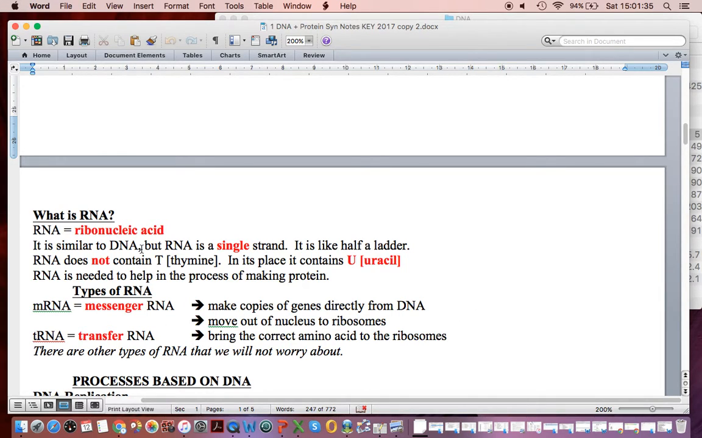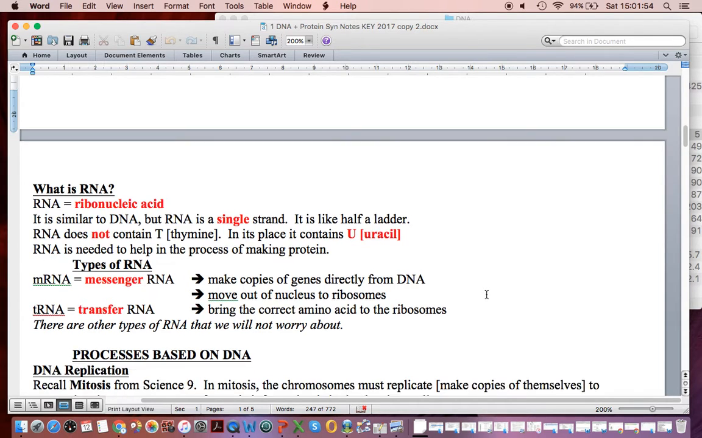It's similar to DNA, but instead of a double strand, it's a single strand. So it's like having half a ladder that's been sliced down the middle. RNA does not have T's, doesn't have thymine. Instead, it has uracil. So if you ever draw RNA, make sure you don't put any T's in it. They have to be replaced with U's.